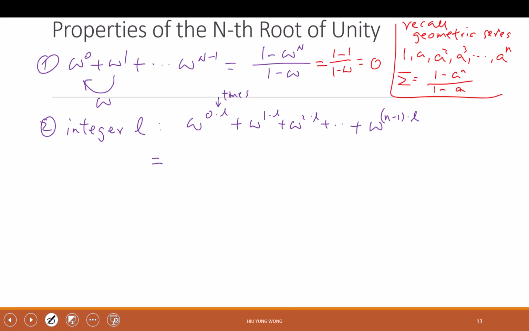Some people say 0. Now it depends. Because if L equals 0, what is this? Everything is 0, right? It becomes 1 plus 1 plus 1 all the way to, you have N ones. So I should use capital N.